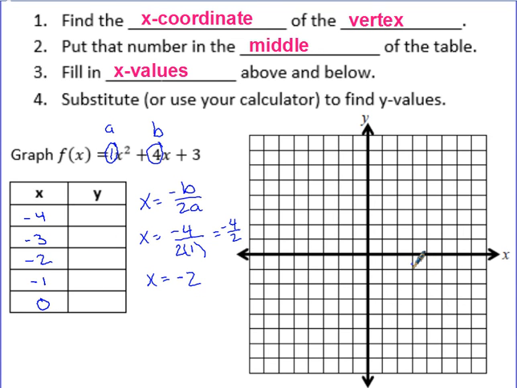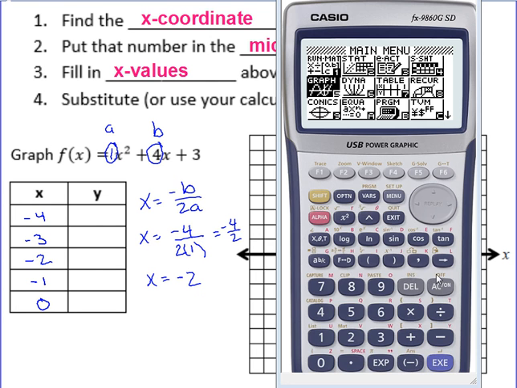You have a choice here. You can substitute each one of these x values in here. So you would do negative 4, get a y value. Negative 3, get a y value. Negative 2, get a y value. Or we can just use the calculator and get the calculator to make the table for us. So that is what I'm going to do.